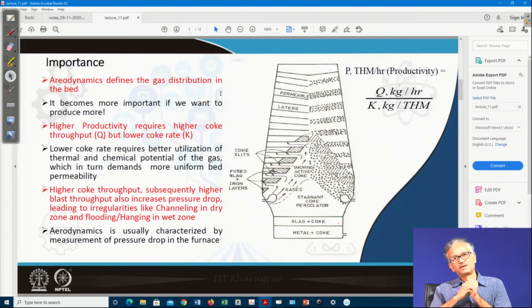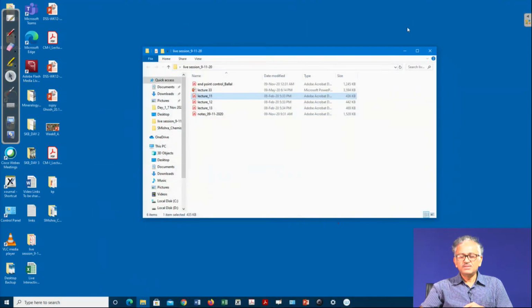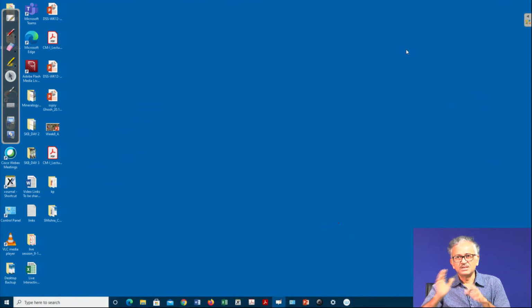As a result, what happens? The gas comes out with a very high temperature and a very high unutilized CO concentration, and the efficiency of the furnace becomes very low. So, this is one of the irregularities that is called channeling. Another irregularity in the blast furnace, I am just telling and then I will come to this, is called flooding, and flooding takes place in the lower part of the furnace in the wet zone.